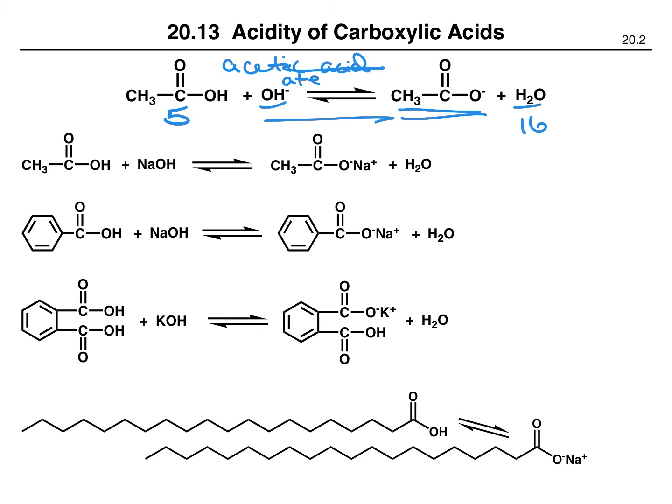Now, we could also think more specifically about the acid-base reaction and include sodium hydroxide, because hydroxide is going to grab off this proton and we make the carboxylate, but we can think of it as the sodium salt. So this would be sodium acetate. Here we have benzoic acid, and so here we have sodium benzoate.